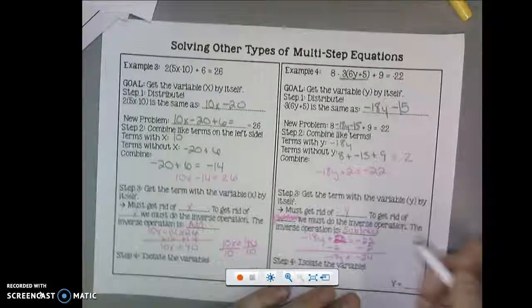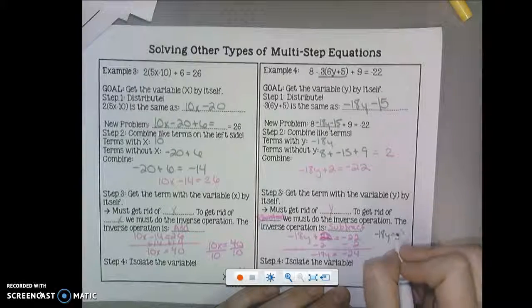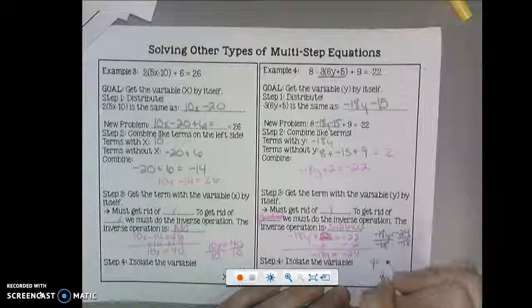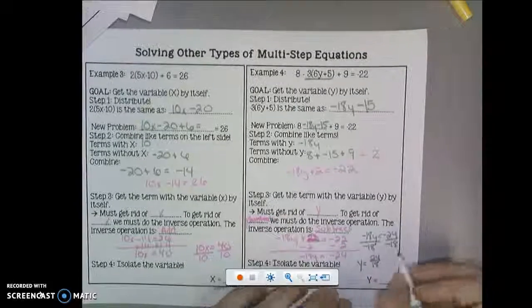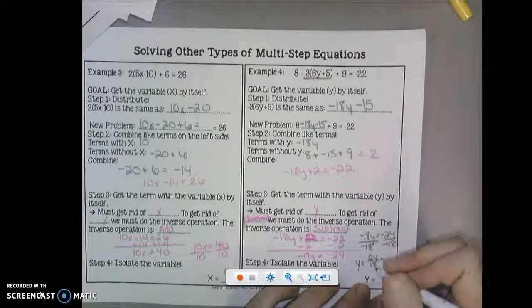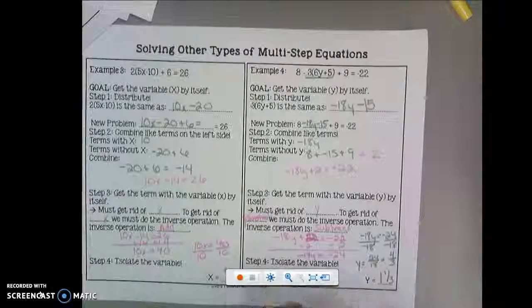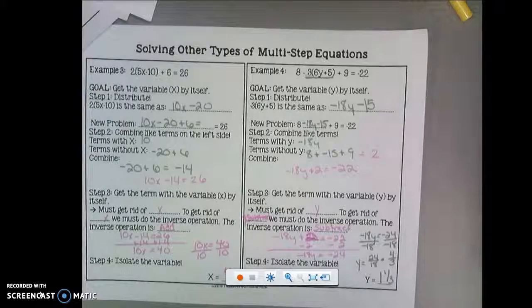And remember, we're going to divide. Divide by negative 18, divide by negative 18. y would equal 24 over 18, and we can simplify that. Remember, 6 goes into both, so it would be 4 over 3, or 1 and 1/3.